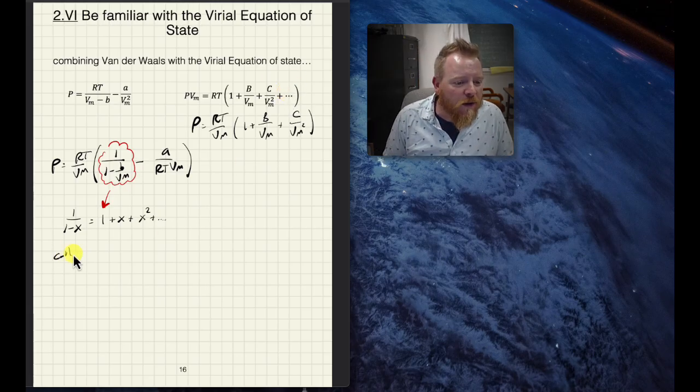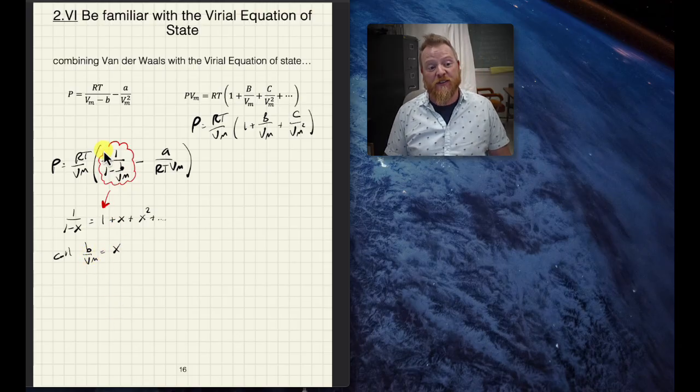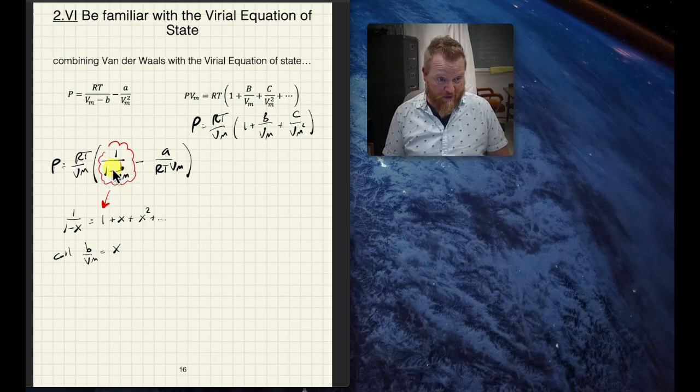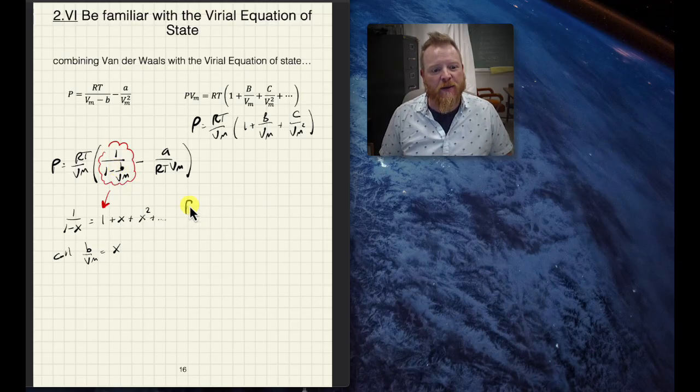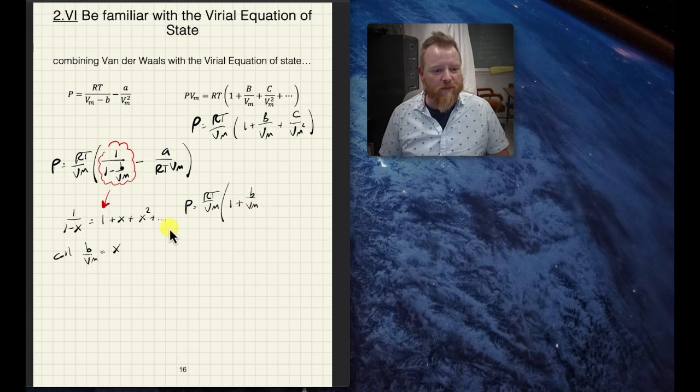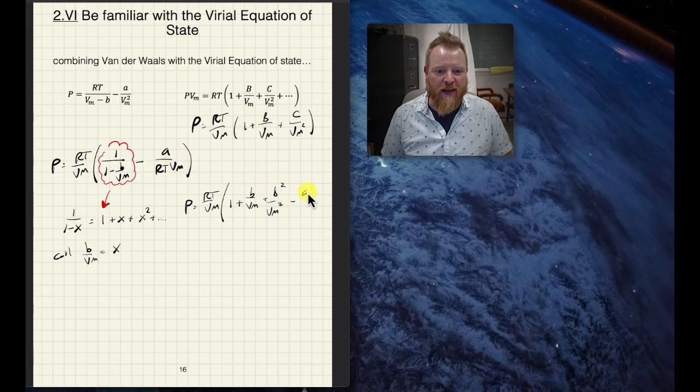And if I call b over Vm equal to x, I can substitute this expansion into this. So that's going to go as the following. P equals RT over Vm, and now I can replace this whole chunk with the following: 1 plus, instead of writing x, I'm going to write b over Vm. And now instead of writing x squared, I can write b squared over Vm squared. And we're just going to stop there. We're only going to do 2 terms. And then I still have my minus a over RT Vm.